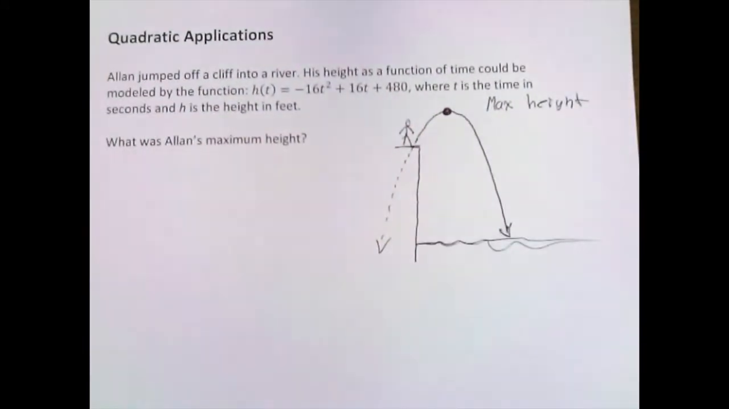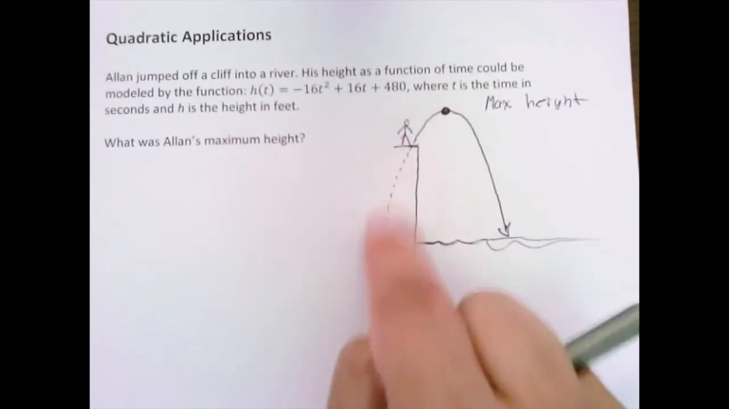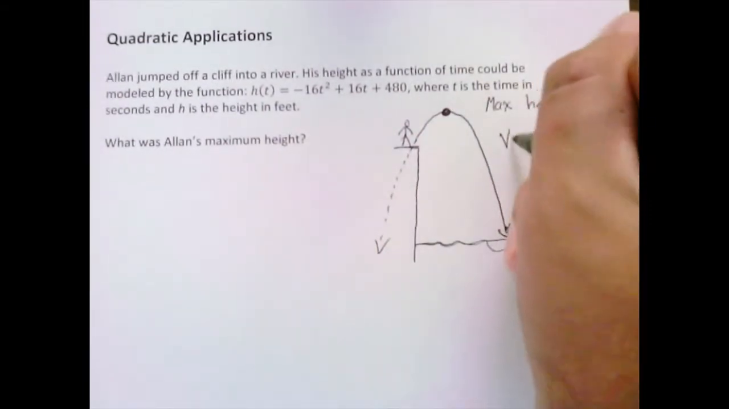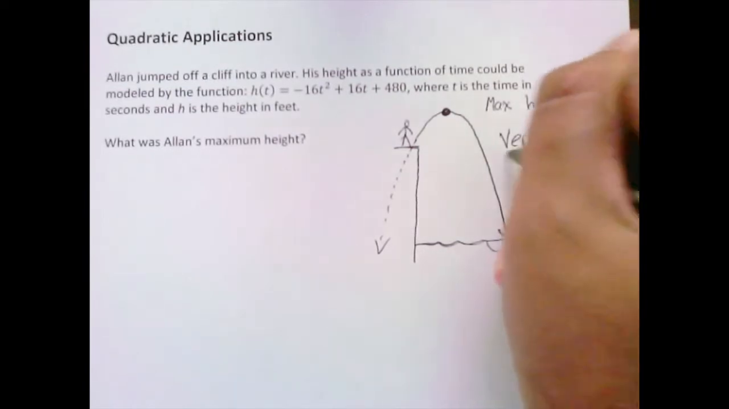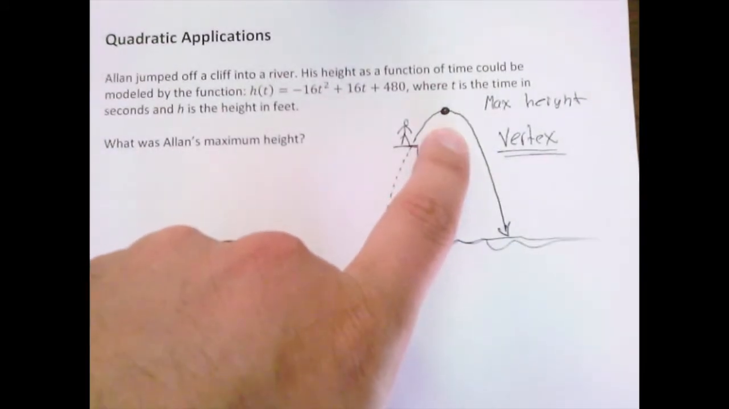So this is where the idea of Alan jumping into a river and mathematics, specifically quadratics, collides. This point right here, the maximum height, is also known as the vertex. So really, they're asking about what is happening at the vertex. Let's try and figure out what this vertex is.